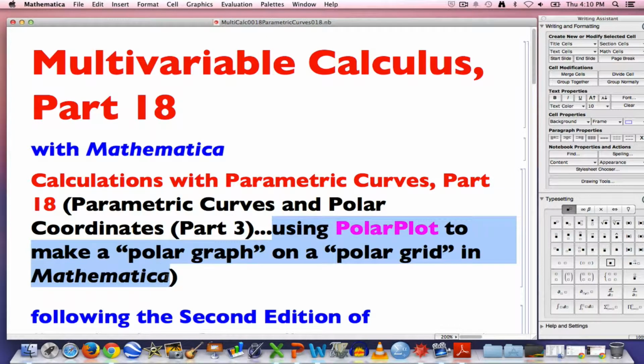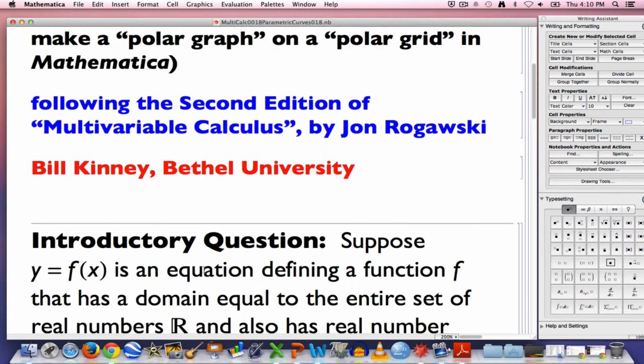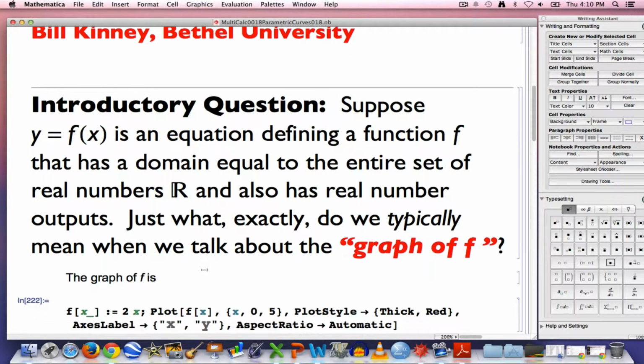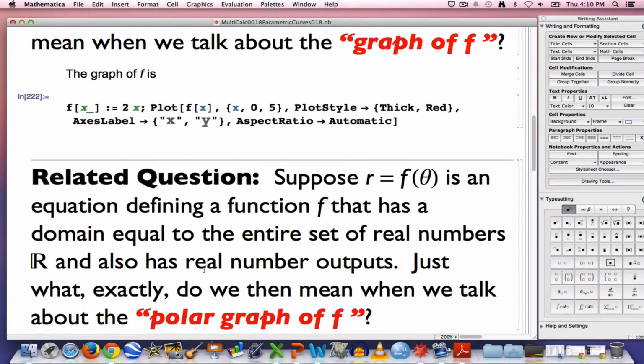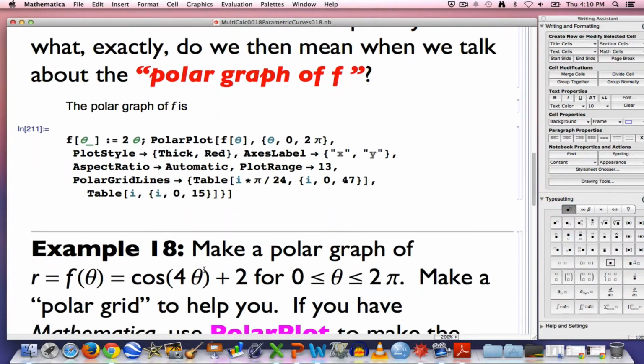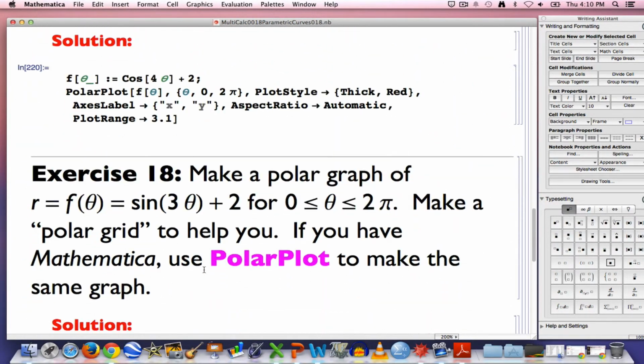We're going to use Mathematica, this computer program, and in particular a command called PolarPlot to make a polar graph on a polar grid. I'm going to do things a little differently than I usually do. I'm going to start with an introductory question and answer that, and then move on to a related question before we get to our main example and then down to the exercise.